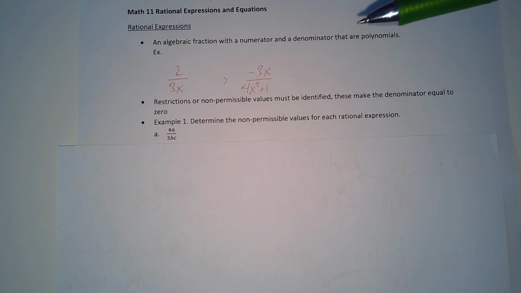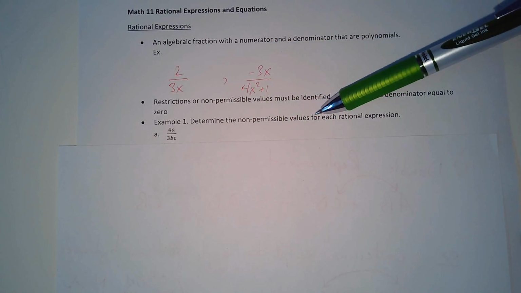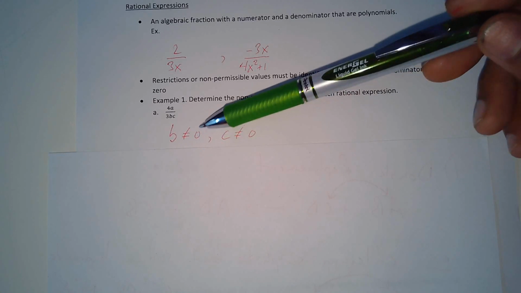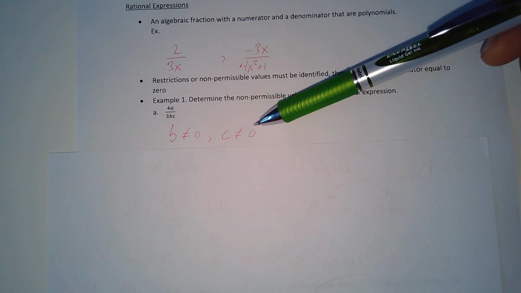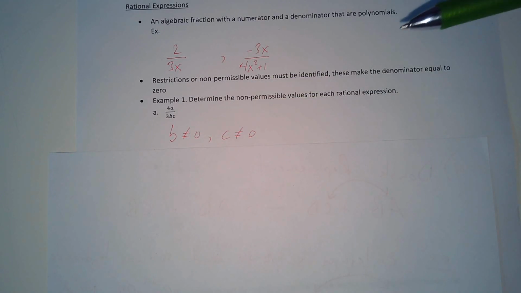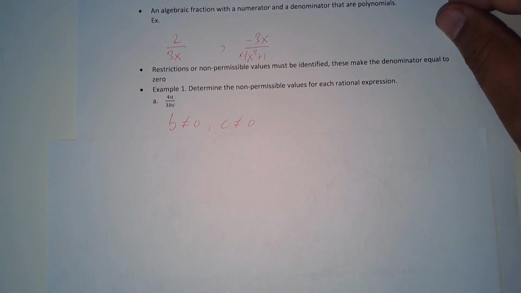So here's some examples. Determine the non-permissible value for each of the rational expressions. So this first one here, we would say b can't equal 0, c can't equal 0. Okay, and so that's what this means. It means it's not equal to. So these would be considered the non-permissible values. Again, it's the same thing as a restriction.